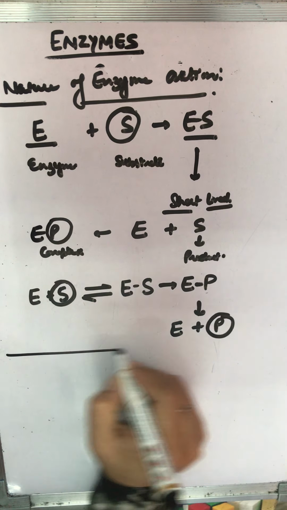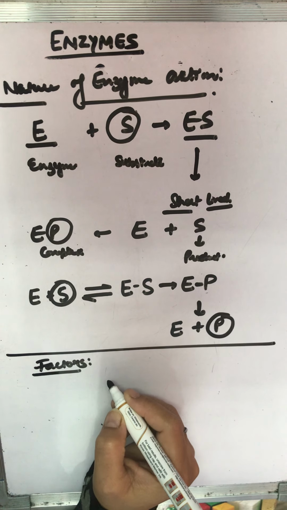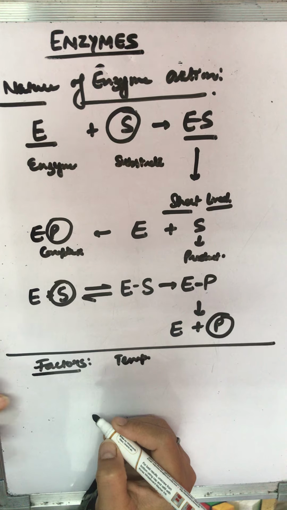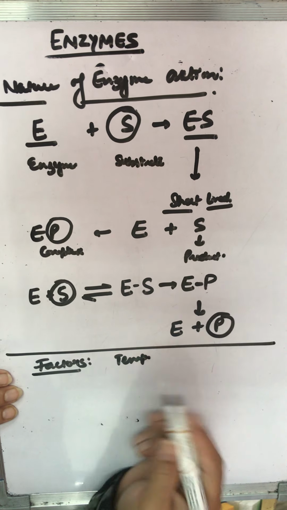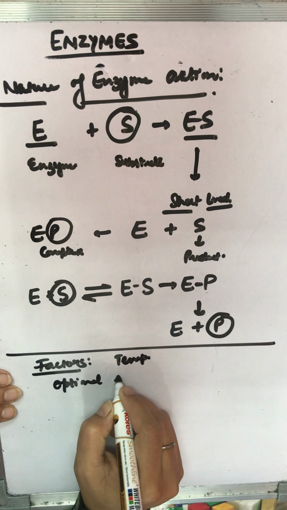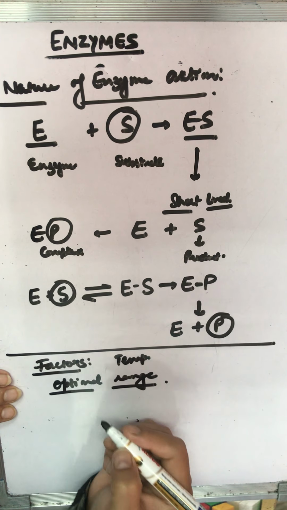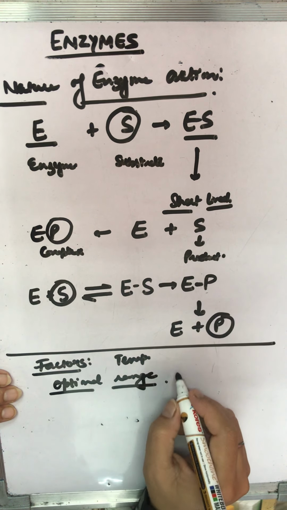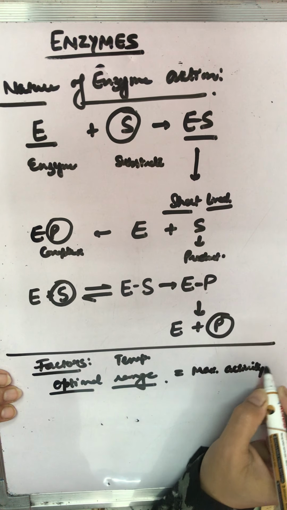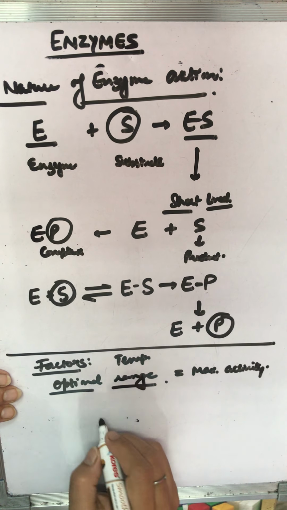Now the factors. If we say factors, the first one is the temperature. Enzymes generally function at a narrow range of temperature. They do not prefer too high. That is known as the optimal range. The temperature at which the enzymes show their maximum activity is the optimum range only. Both below and above the optimum temperature, enzyme activity decreases.